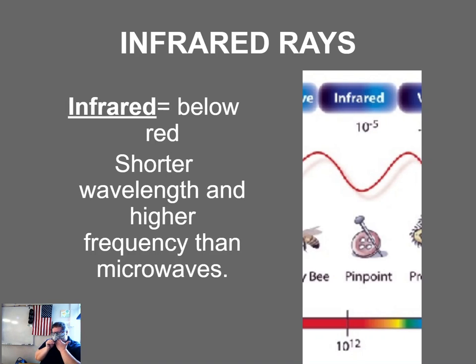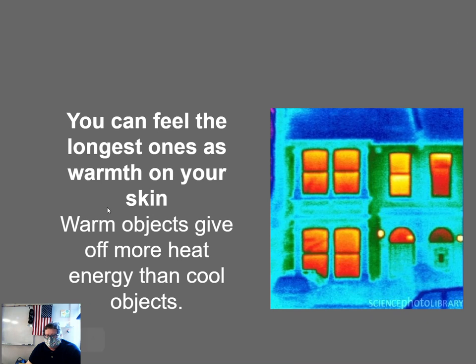So what he did was he took a thermometer and put it just to the left of red. And sure enough, he detected there was extra heat there. He determined that there must be some kind of wave there that we're not able to see. So infra means below, infrared means below red. Infrared is most commonly associated with heat.